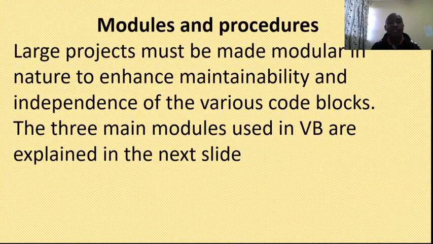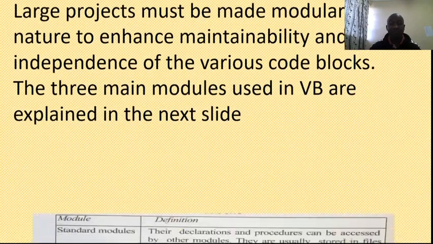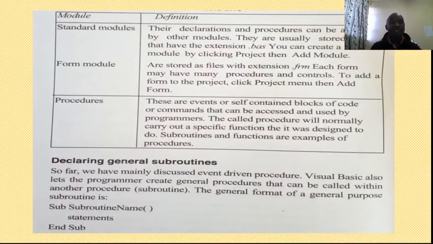Then we have modules and procedures. Large projects must be made modular in nature to enhance maintainability and independence of the various code blocks. The three main modules used in VB are explained in the next slide. Therefore, we have the standard module, form module, and procedures. Standard modules, their declarations and procedures can be accessed by other modules. They are usually stored in files that have the extension .bas. You can create a module by clicking project, then add module.